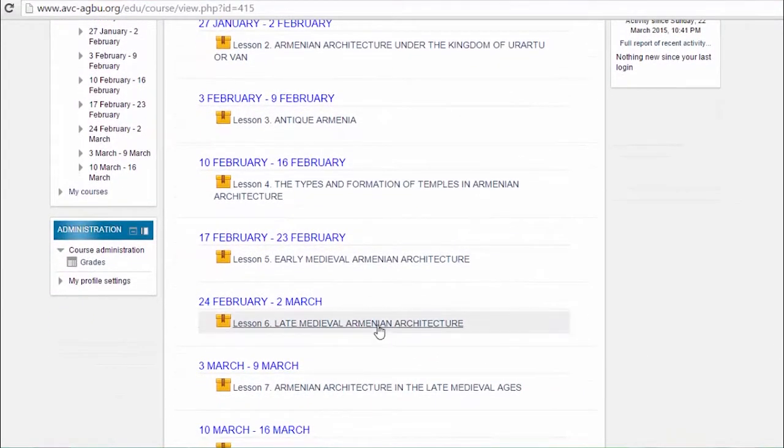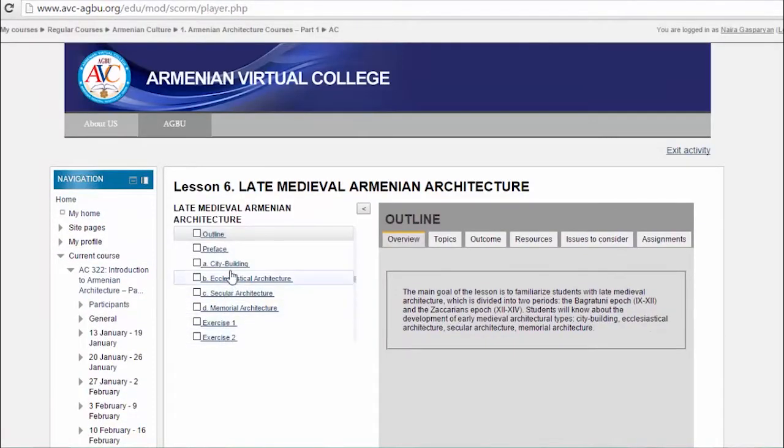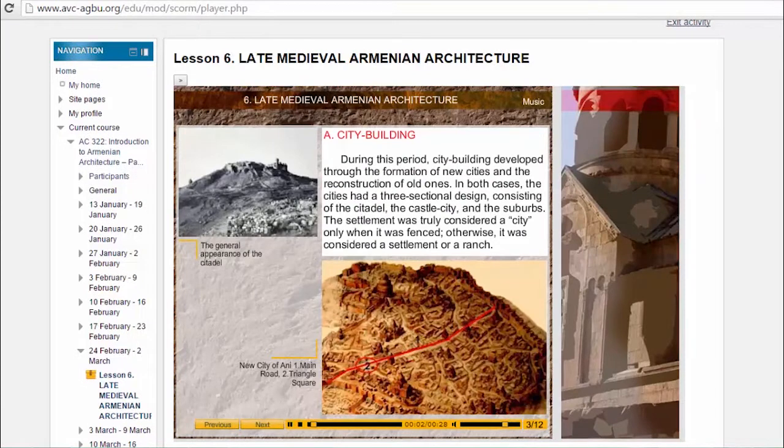The architectural secrets of the capital city of Ani are discovered in this section of medieval Armenian architecture. Part A, city building. During this period, city building developed during the formation of new cities and the reconstruction of old ones. In both cases, the cities had a three-sectional design, consisting of the citadel, the castle city, and the suburbs.